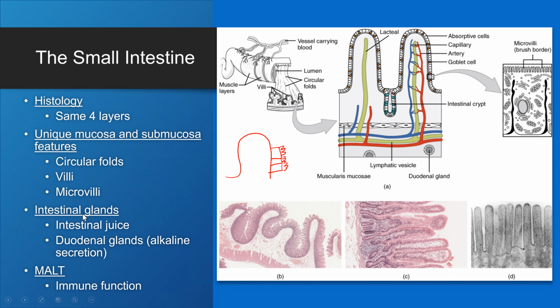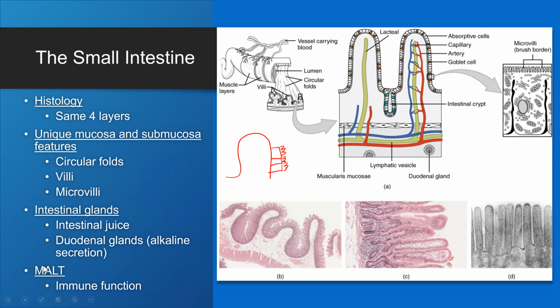We do have intestinal glands and that secrete intestinal juice for digestion. Most of the digestive juices are coming from pancreas to the small intestine, but small intestine itself secrete juice. And the duodenal glands secrete alkaline secretion, because duodenum is the first part of small intestine, so it receives chyme from stomach, and chyme is very acidic. So duodenal glands work to neutralize that acid found within the chyme, because chyme is mixed up with hydrochloric acid.